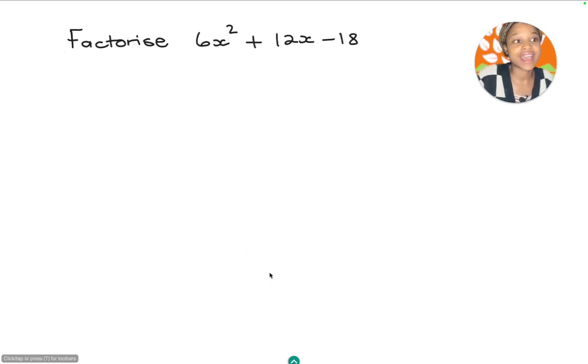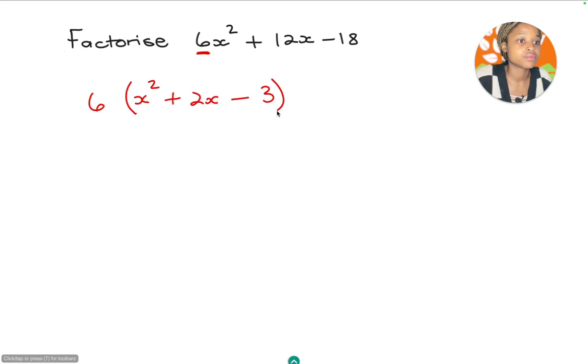Let's take a look at another example. Okay, so we start by factorizing. We can see that our coefficient is not 1, it's 6. So let's factorize it. Take out the highest common factor. We've got x squared plus 2x minus 3. All right, and then all we have to do is just factorize this trinomial. Okay, brackets. Now we've got our constant. Our constant is minus 3.